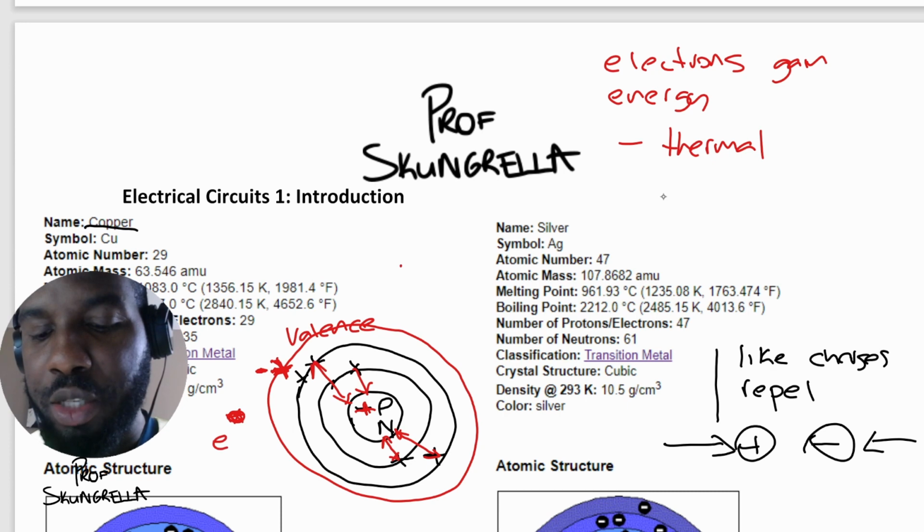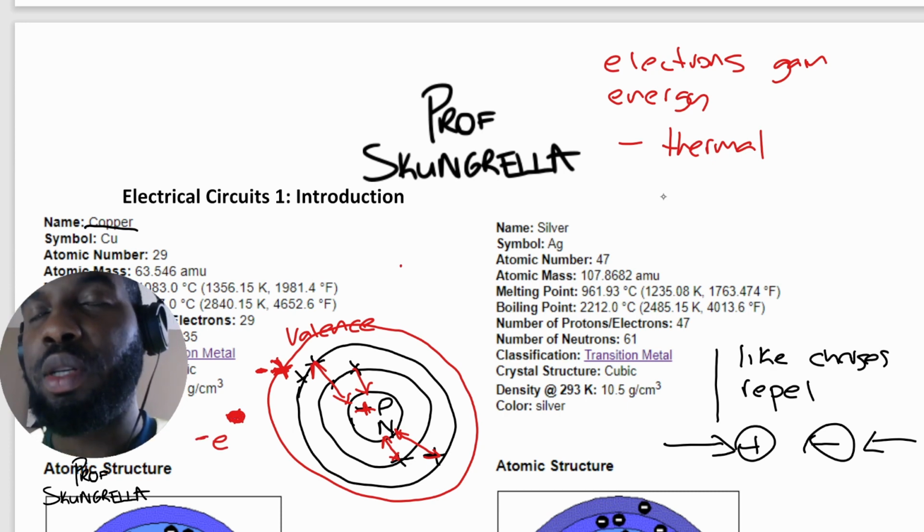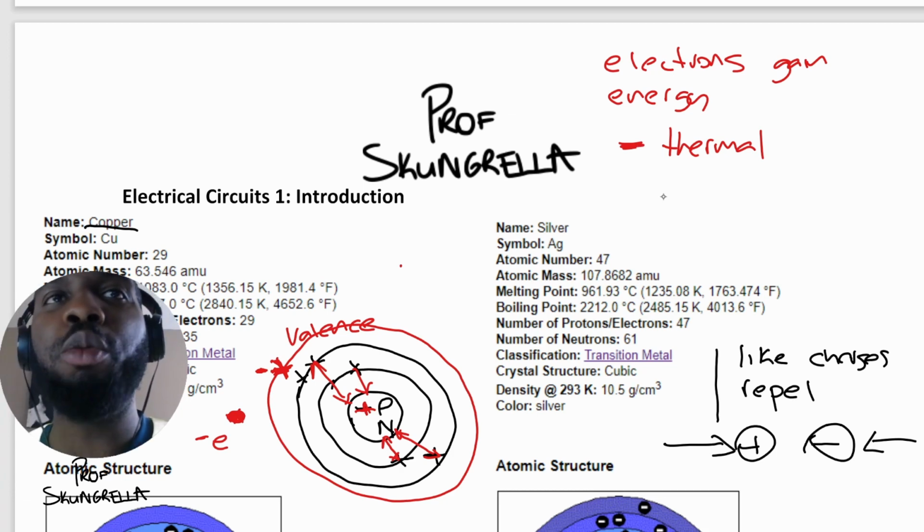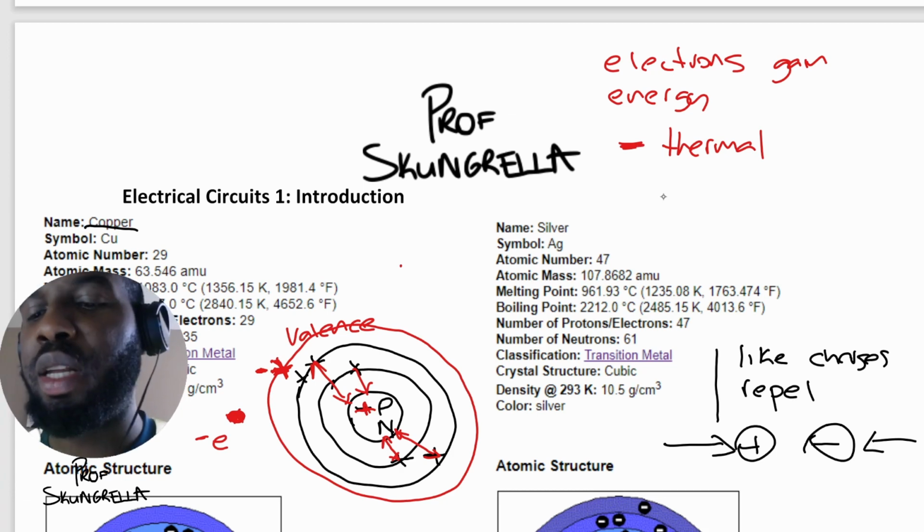We call it a free electron. So this is one way that this can happen, by thermal energy. Now, for example, in a conductor at room temperature, there is enough thermal energy so we can have a number of free electrons in that material.